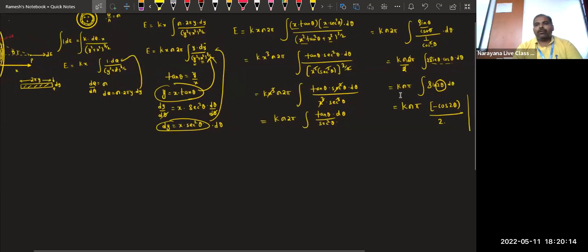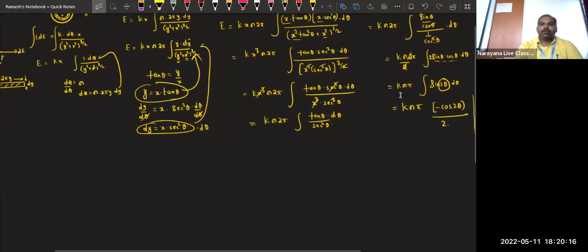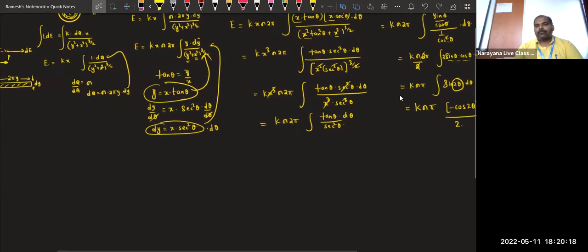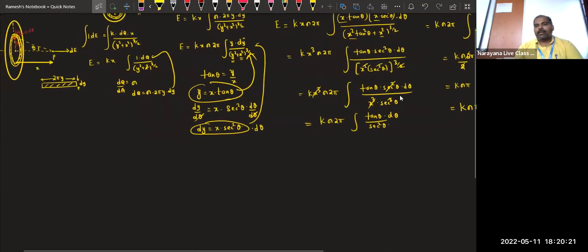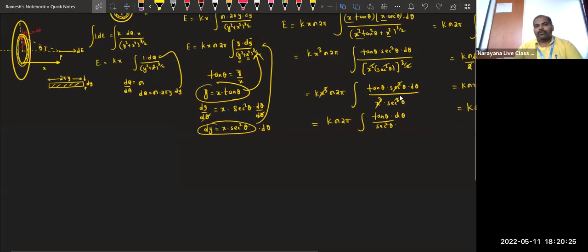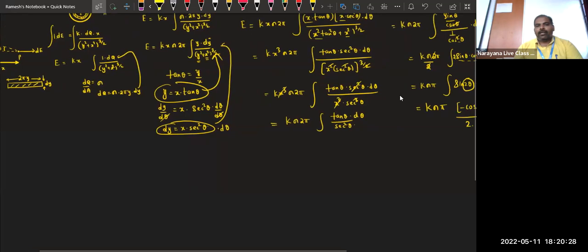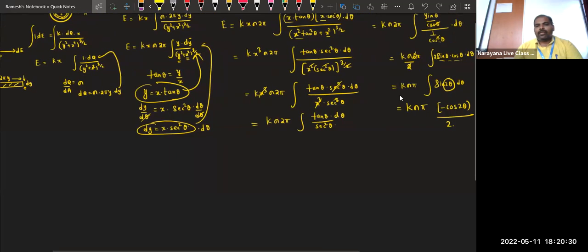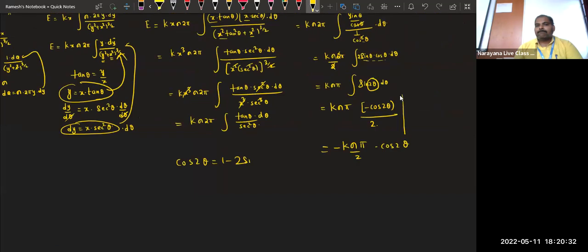Cosine theta in known terms, tell me. In terms of sine square theta, tell me. Minus k sigma into pi by 2 and into cosine theta. What is cosine theta value? Cosine 2 theta I can write 1 minus 2 sine square theta. Na? Correct or not? And also 2 cosine square theta minus 1 also I can write. So minus k into sigma into pi by 2 cosine theta, what can I write? 1 minus 2 sine square theta.